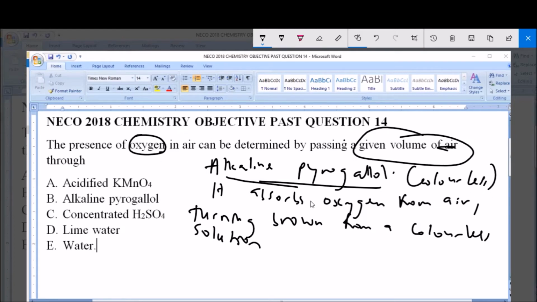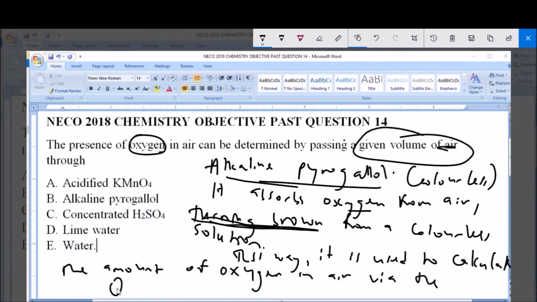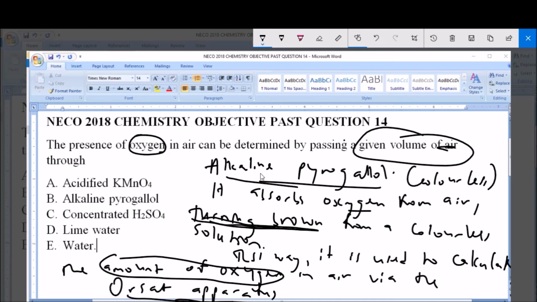oxygen, of course, it will absorb that oxygen from the air and turn brown. So it will no longer be colorless again, it will become brown. Now this way it is used to calculate the amount of oxygen in air via the OSAT apparatus. Okay, so this is just something you may take note of. The OSAT apparatus is used to calculate the amount of oxygen in air using this alkaline pyrogalol.